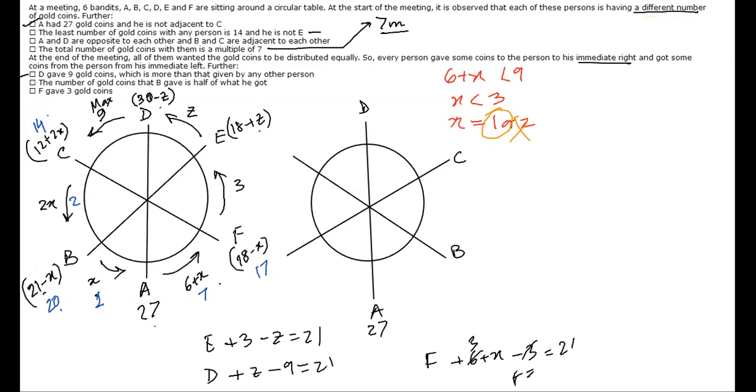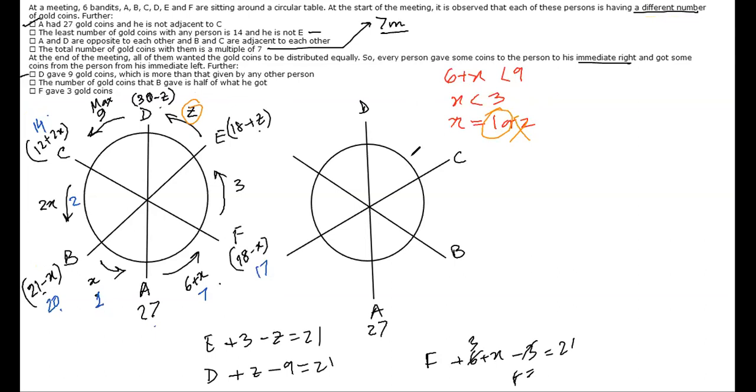Now look at the answer questions. What was the first question asking? Number of coins with each person. 21, we have already got. Okay, that is done. The second question is how many coins are given by E. How many coins did E give? So E gave away Z, right? But Z we cannot solve from here.